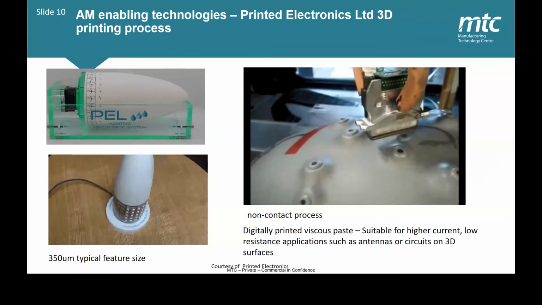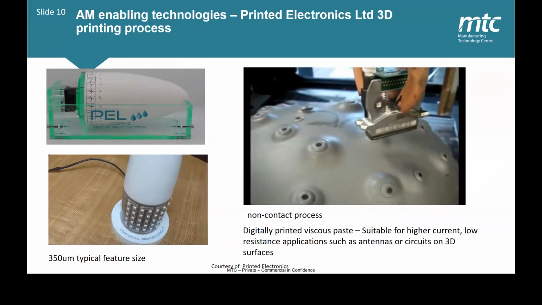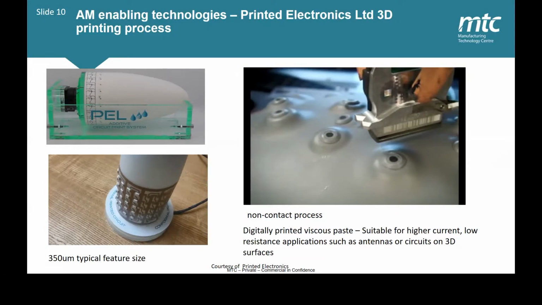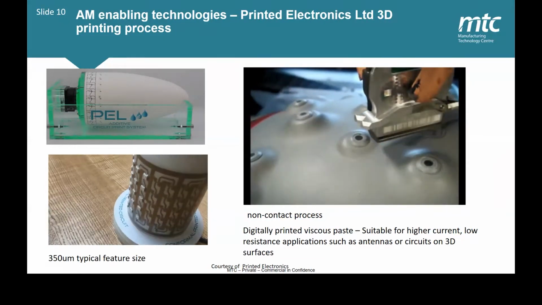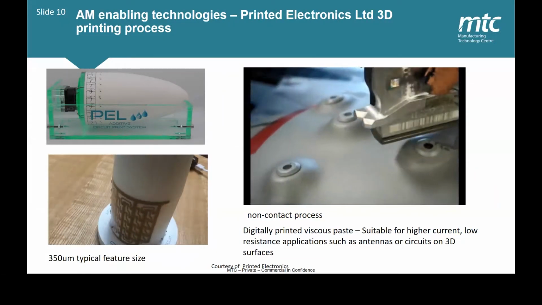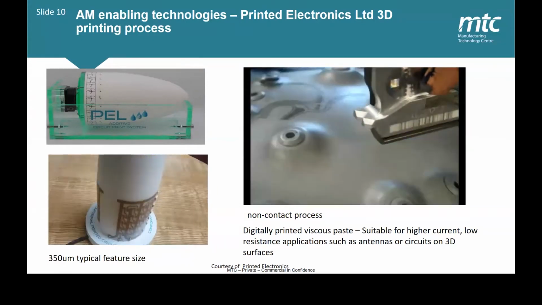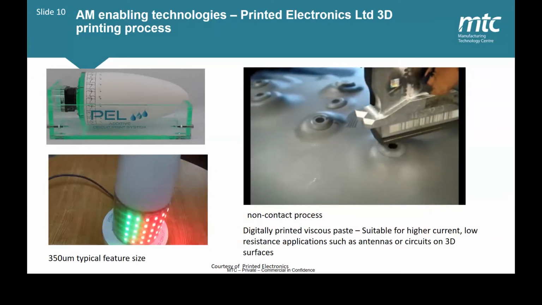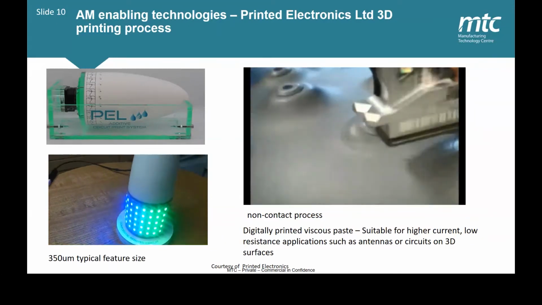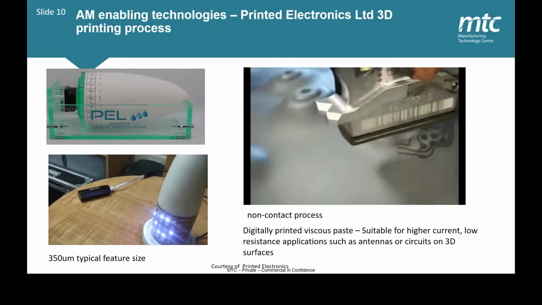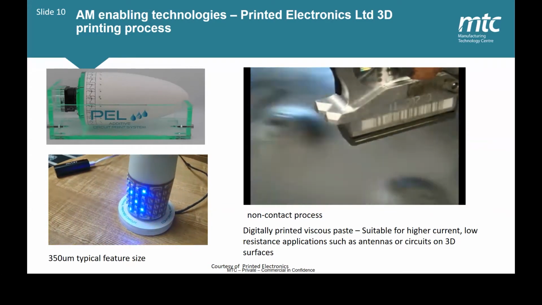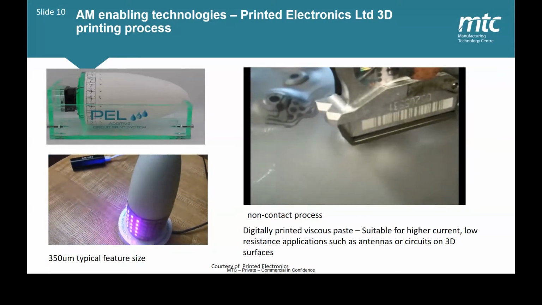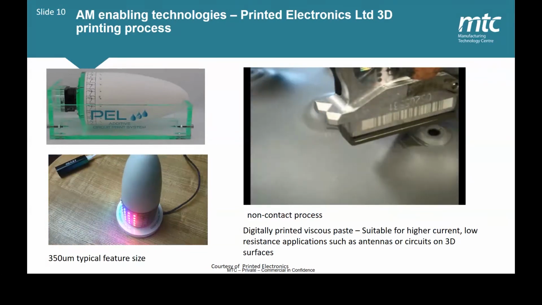So let's look at some of the companies currently active in additive manufacturing for electronics. Print Electronics Limited, a company based in Tamworth, are also agents of Neotech. The picture on the left is done using a piezo jet process, and the ink used is high in viscosity. The picture on the right is an inkjet process using a digitally printed low viscosity paste, which is suitable for higher current, low resistance applications, such as antennas or circuits on 3D surfaces.